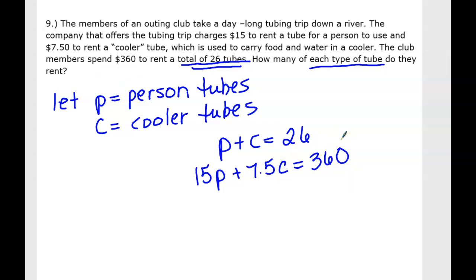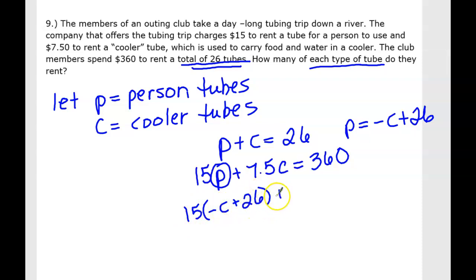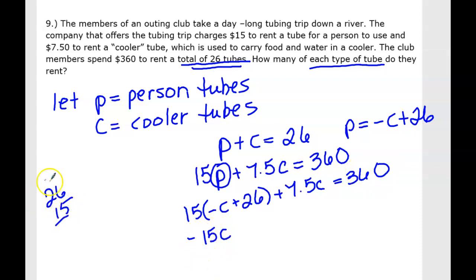All right, we're going to start by solving. I'll solve for P. You could solve for P or C, but P is negative C plus 26. Because I solved for P there, I put that in there. Okay, and we're going to now distribute. So 15 times negative C plus 26 plus 7.5C is equal to 360. Okay, so we're going to distribute negative 15C and 26 times 15. Okay, a little old-fashioned math here.